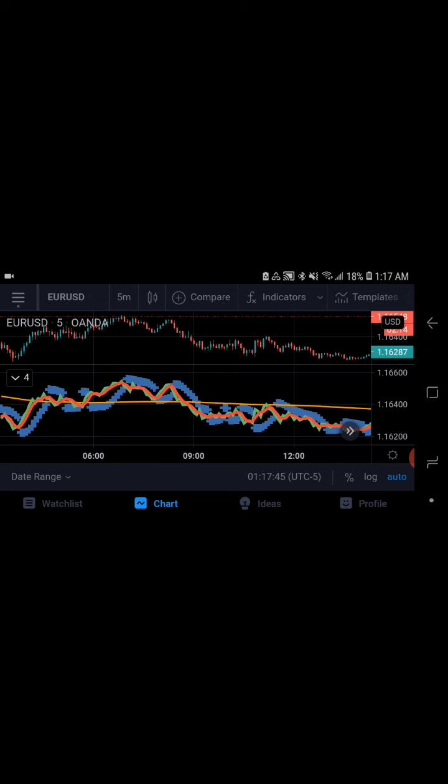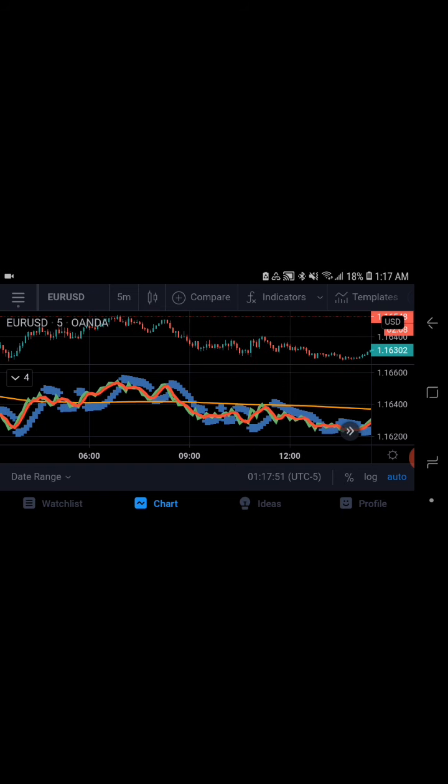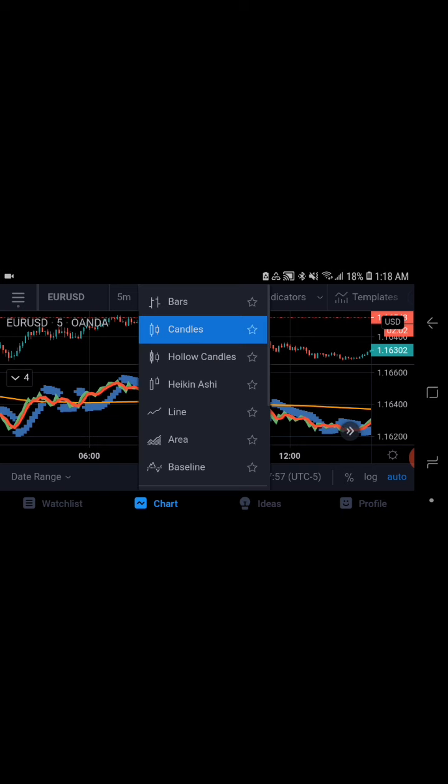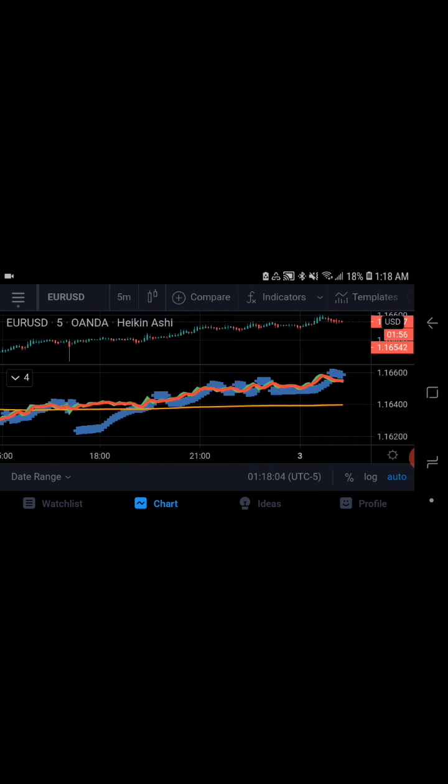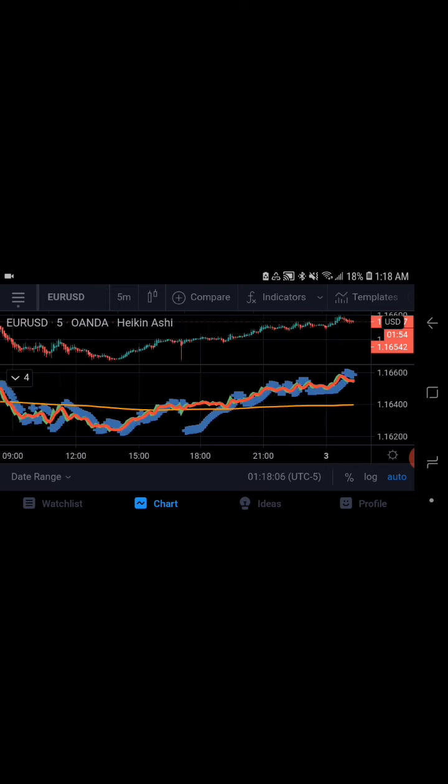All right. So what I'm going to do is actually show you a tip now. What you do is you come up here and you hit the candle button, which is next to the 5 minute and the compare button. You hit the candle button and you change these to Heikin Ashi candles, which is under the hollow candles. All right, and it's going to show you something like this.